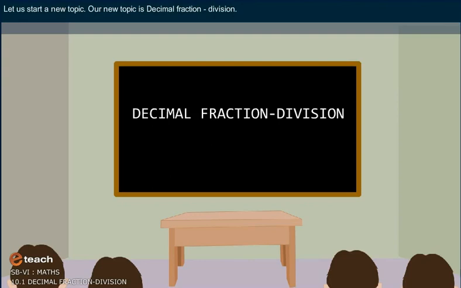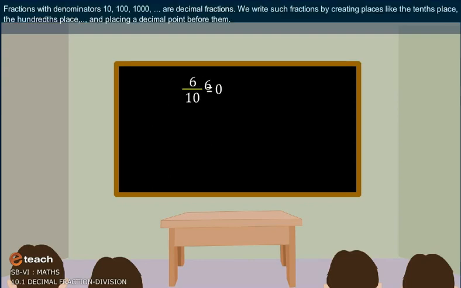Our new topic for the day is decimal fraction division. Fractions with denominators 10, 100, 1000 and so on are decimal fractions. We write such fractions by creating places like the tenths place, the hundredths place and so on, and placing a decimal point before them.